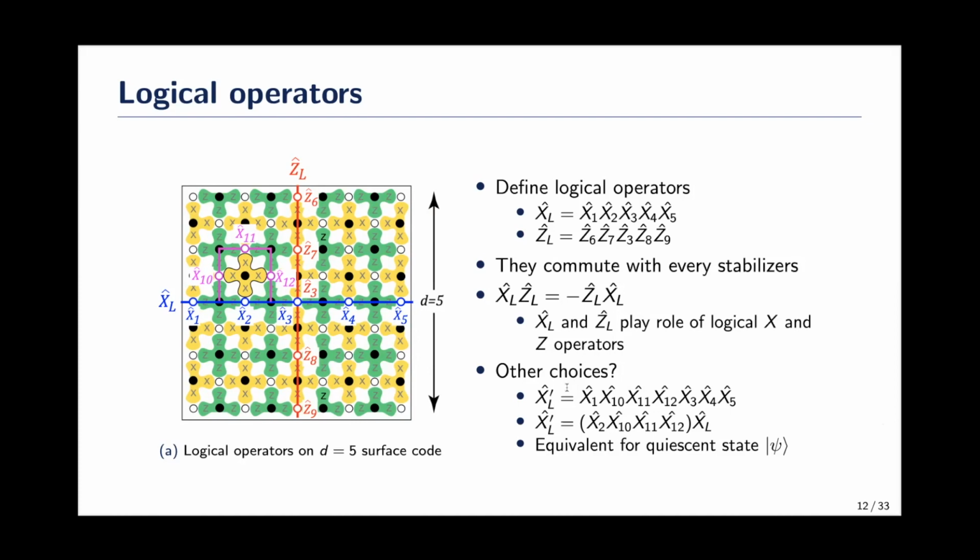You may wonder about other choices of logical operators. Let's define another logical X operator, X_L prime, like this one. X_L prime is a product of X_L and this square. Since this square is a stabilizer, it has eigenvalue 1. So X_L prime and X_L are equivalent for the quiescent state.